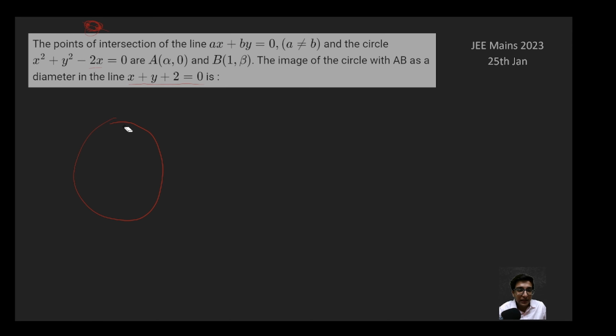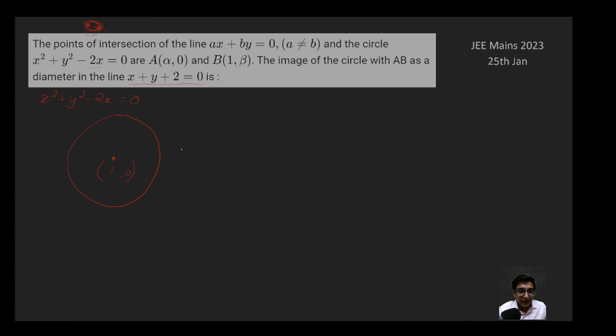This is our circle that has been given to us. What is the center of our circle? It is of course (minus g, minus f). So f is 0 since there is no y term in this equation, x square plus y square minus 2x is equal to 0. And what is our g? g is nothing but minus 1. So minus g becomes 1. So our center is (1, 0).